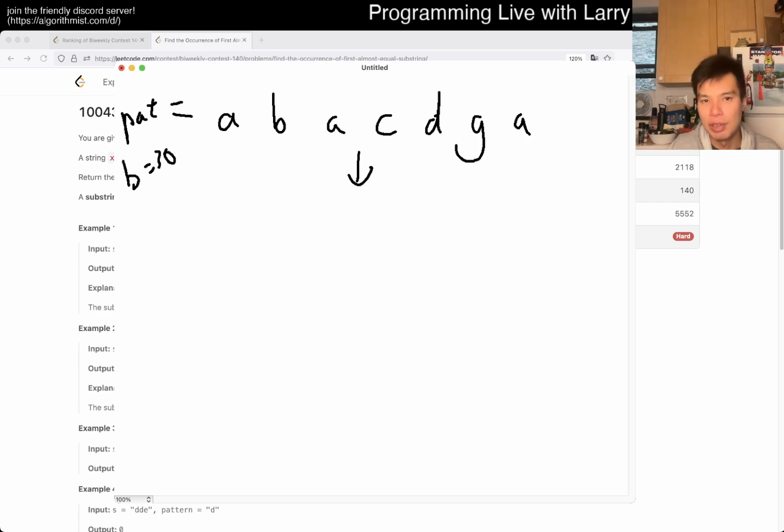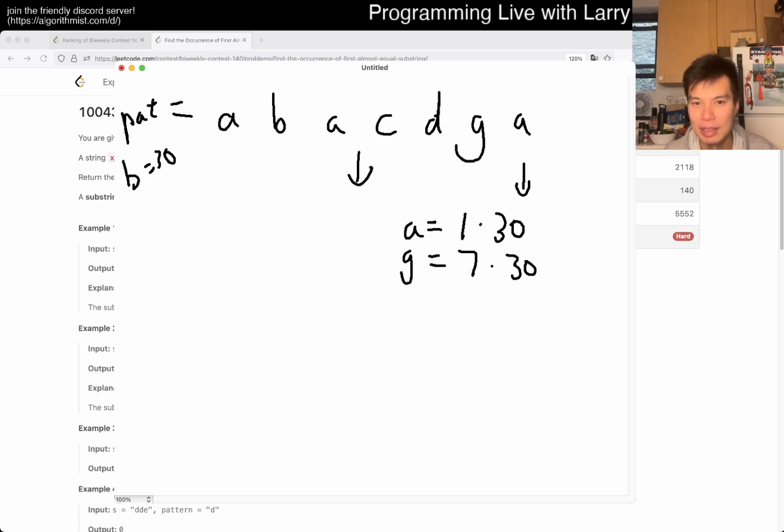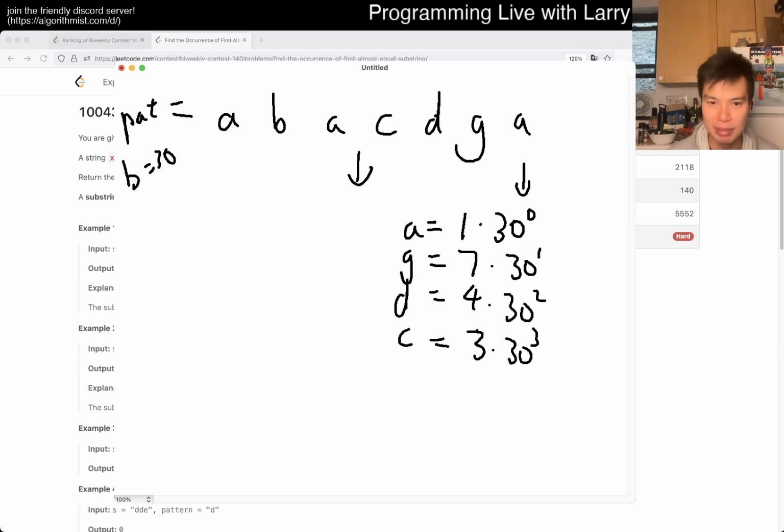So that means that if you go from least significant digits, A is going to be 1 times 30 to the power of 0, plus G, what is G? A, B, C, D, E, F, G, 7? If I'm off by 1, it's fine. I'm going to write this the other way so that it's a little bit easier. So 1 times 30 is A. G is equal to 7 times 30. D is equal to 4 times 30 squared. C is equal to 3 times 30, and so on. I'm not going to write it all out. This is basically like how a number works in our decimal system. You have tens there instead, and each digit goes from 0 to 9.